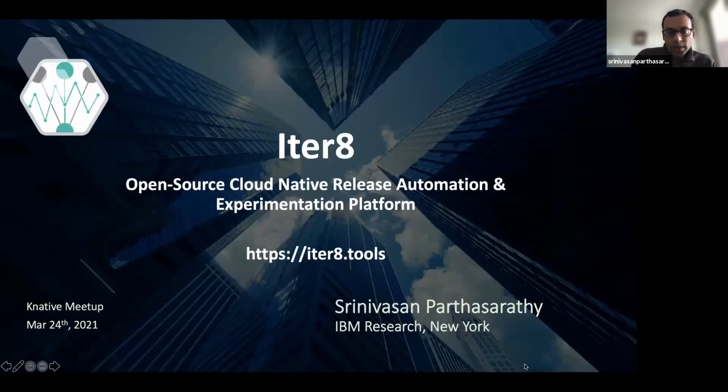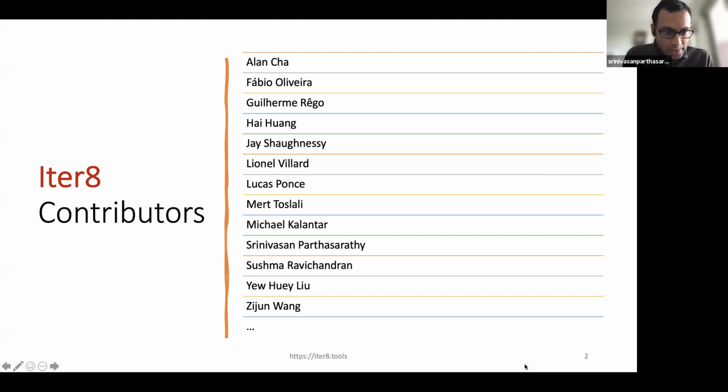All right, so hello, everybody. My name is Srinivasan. I'm a research scientist at IBM Research New York, and I'm here to introduce the Iterate project to the Knative community today. The Iterate project is made possible by contributions by a number of wonderful people. I've listed their names here, and this is a growing list, and hopefully will continue to grow.